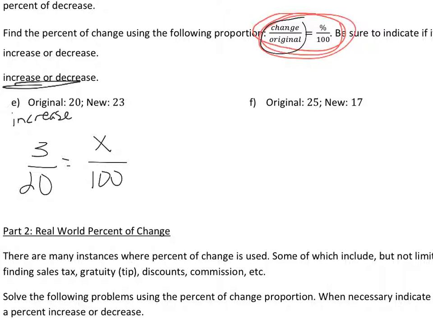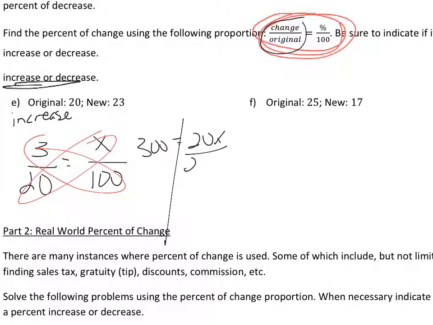So here we have a fraction equal to a fraction. Let's go ahead and cross multiply, or find the cross products. We have 300 equals 20x. Drop the wall if you'd like. Divide both sides by 20, which I'm hoping is getting to be just a routine for you now. So 300 divided by 20 would be 15. So is it a percent increase? Yes, it's a percent increase, and by how much? 15%. So it's a 15% increase.